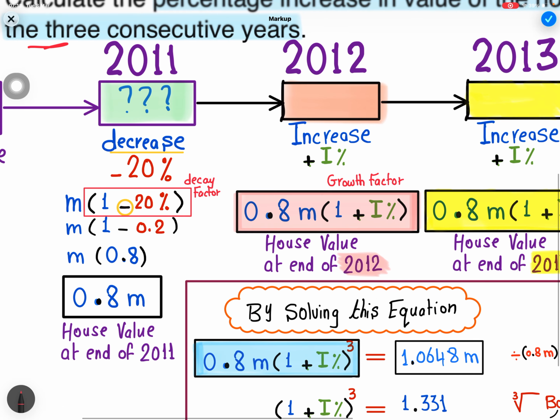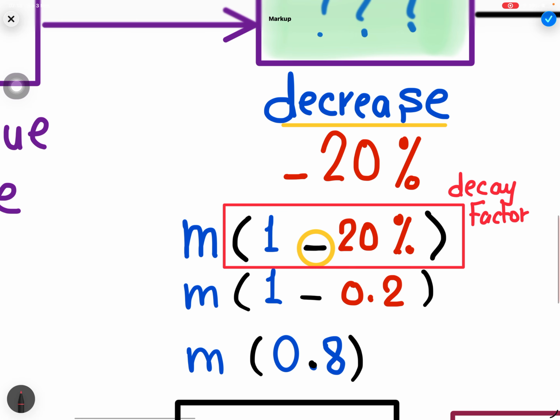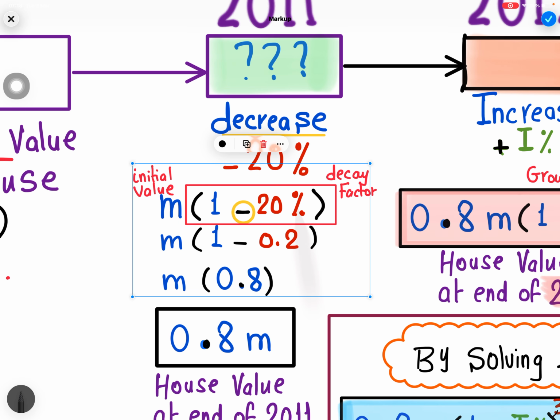Okay, anyway, this decay factor is multiplied by the initial value. So initial value multiplied by decay factor gives us the new value. Okay, let's continue.